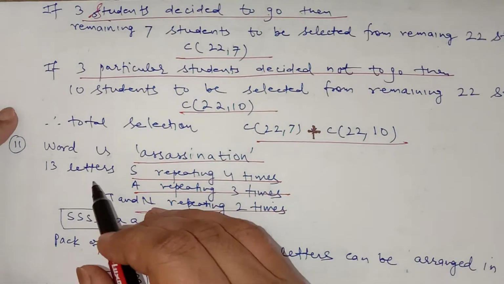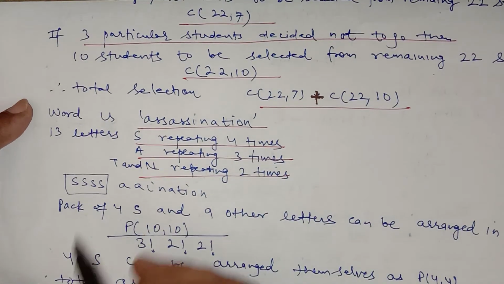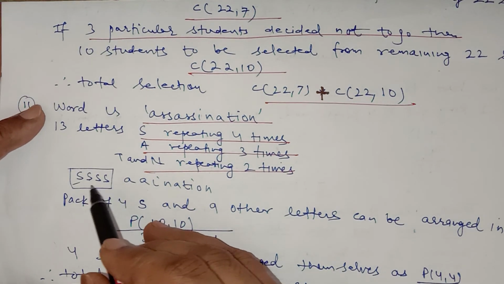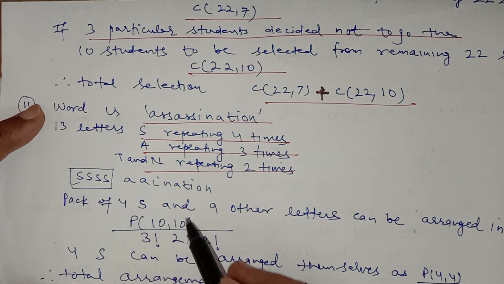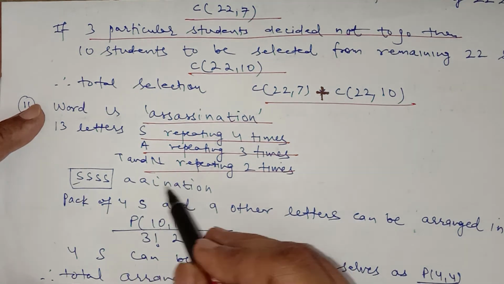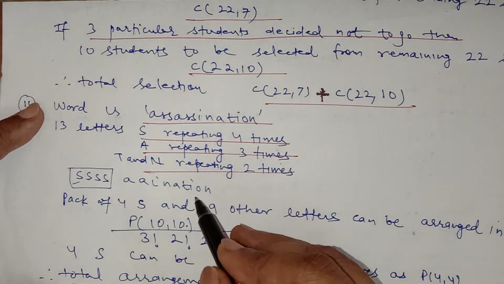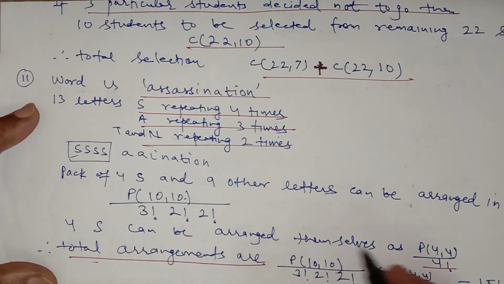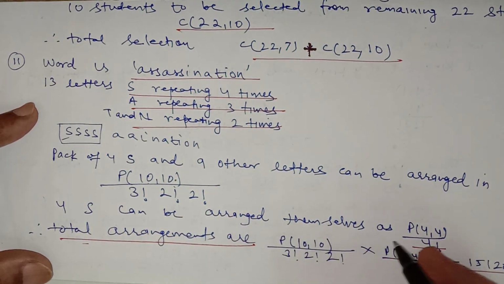So in question number 11 there is the word assassination, and you have to find how many words are there in which all S should not be together. So all S together, 1 2 3 4, take them as one alphabet. This type of question we have already done. So 1 2 3 4 5 6 7 8 9 10, permutation of 10, 10 divided by factorial 3 because A is repeating 3 times, divided by factorial 2, N is repeating 2 times, divided by factorial 2 because I is repeating 2 times. And the 4 alphabets S can arrange themselves in permutation of 4, 4 divided by factorial 4. The total arrangement will be this into this.